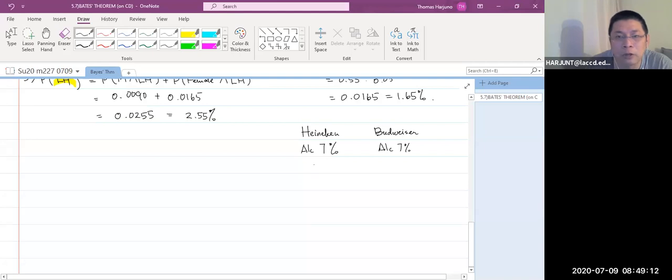Okay. Now the thing is, if you have a can of 7% alcohol Heineken, and then a can of 7% alcohol Budweiser, and you put them together, what is the percentage of alcohol?